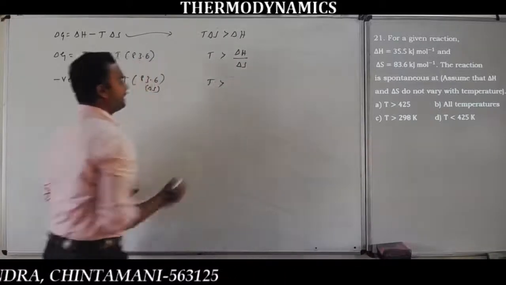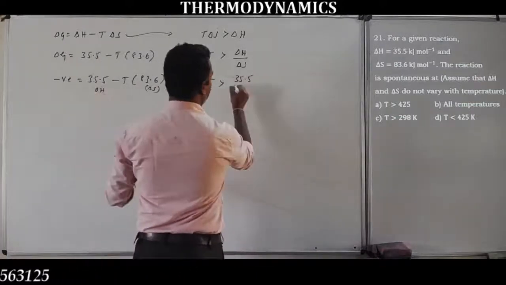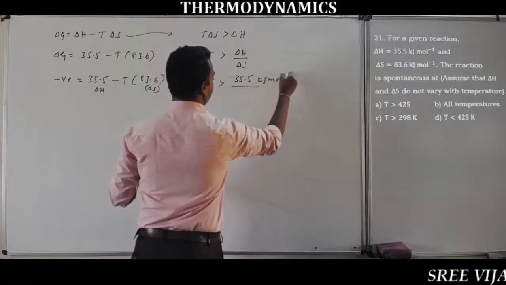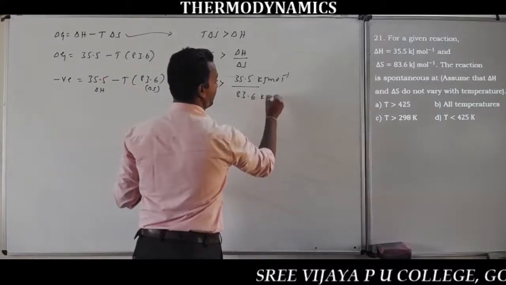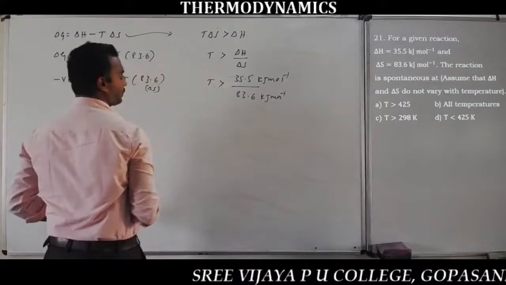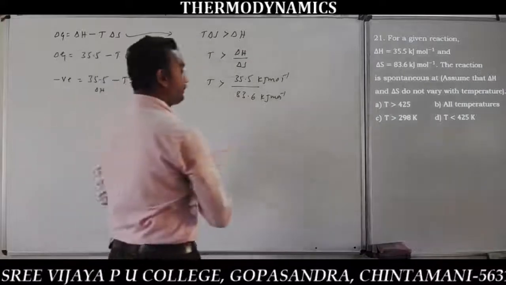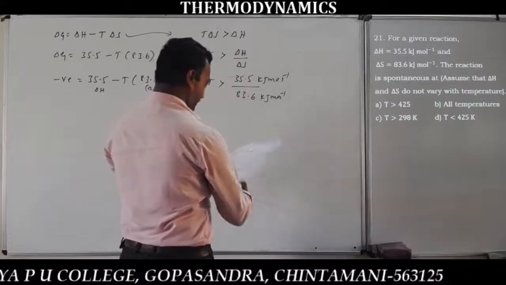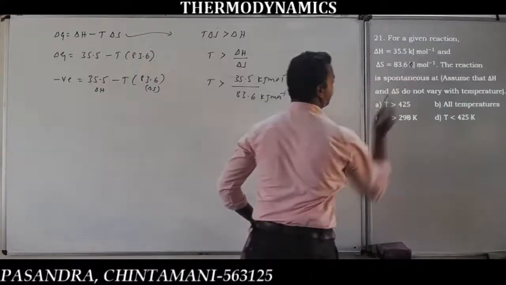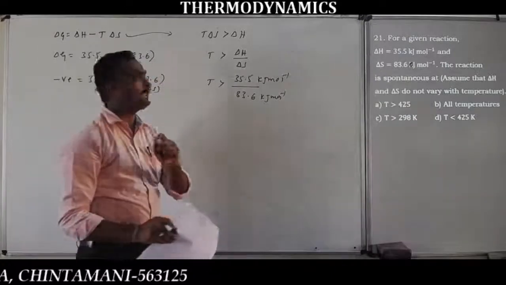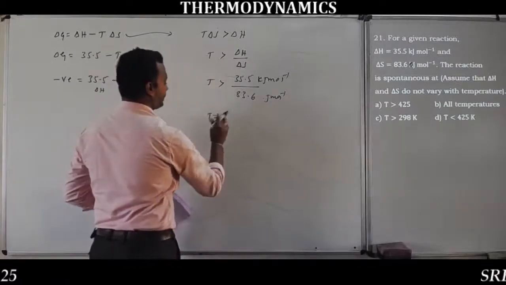So T is greater than delta H value, that is 35.5 kilojoule per mole, divided by the delta S value given, 83.6. So what is the value of T? 35.5 divided by 83.6. Delta S is in joule per mole, so we convert the units: delta S is equal to 83.6 joule per mole, not kilojoule.